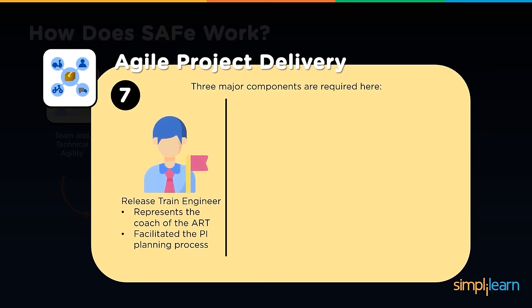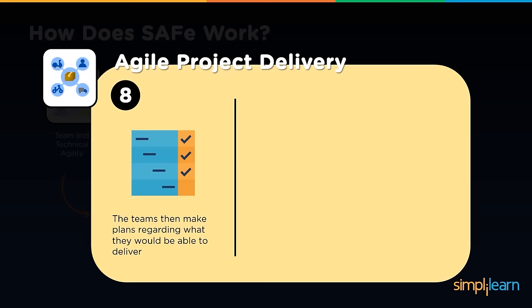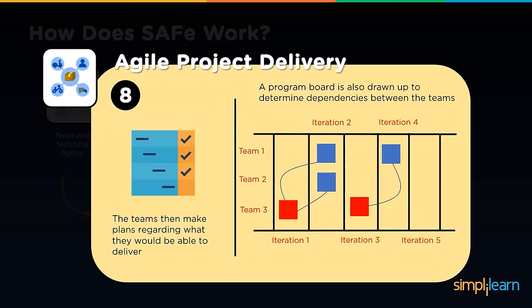So three major components which are required when we do agile product delivery are release train engineer, then project management, and then system architect. So the release train engineer represents the coach of the ART and facilitates the PI planning process. The project management provides the vision for the project and the backlog of the tasks. The system architect provides architectural guidance for the process. And then the teams make plans regarding what they would be able to deliver. So the program board is also drawn up to determine dependencies between the teams, which also goes through program iterations, the PIs, as I mentioned earlier.